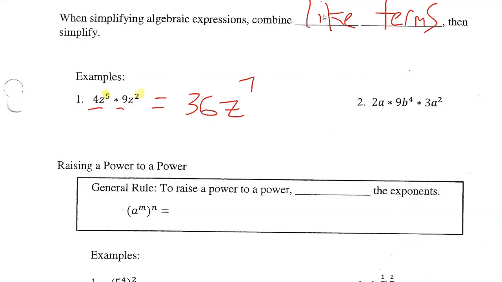But same idea for problem 2. You would multiply your coefficients, so 2 times 9 times 3. So 2 times 9 is 18 times 3, that would be 54.